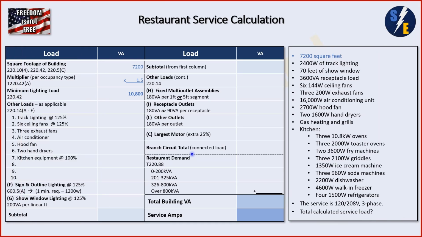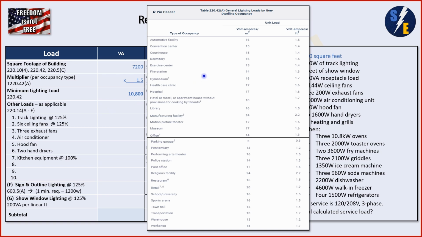All right, so we're going to start with the square footage of the building. We find that over here, 7,200 square feet. So we're going to just put 7,200 right here. And then we're going to find a multiplier, and we're going to go to table 220.42(A). 220.42(A) says general lighting loads by non-dwelling occupancy. So on the left here, you're going to have your occupancy types listed, and we're going to go down to restaurant, and it's going to tell us we have 1.5 VA per square foot. That's our multiplier. So we're going to plug in 1.5 here, multiplied by 7,200. That's going to give us a minimum lighting load of 10,800 VA.